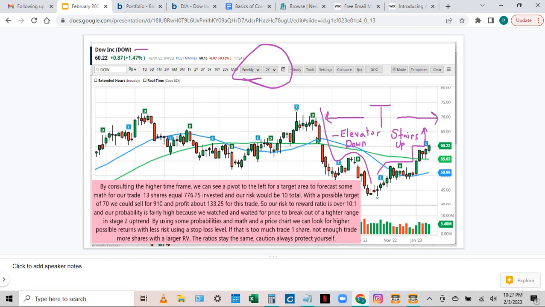So I'm expecting Dow Chemical, individual company, to continue this trend, the stairs up trend, up to this previous pivot point right around 70 bucks. So that would be my target. If I entered here, I would expect it to move up about $9 to $10 in price. So that's what I'm looking at on this chart of a weekly forecast.